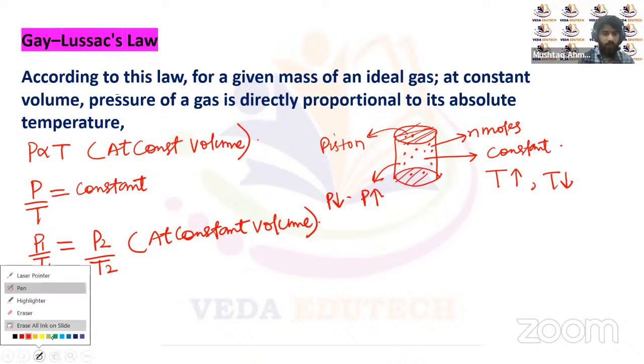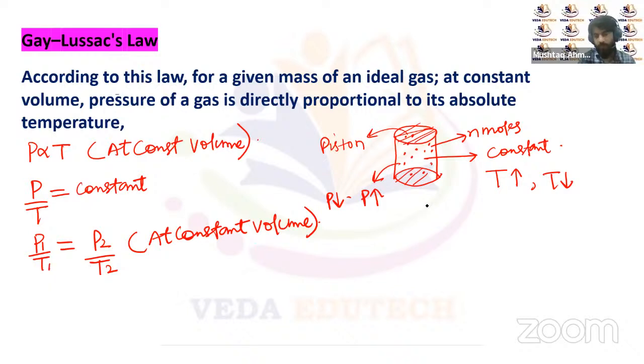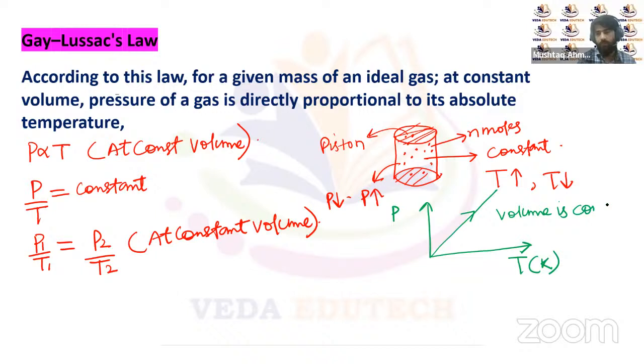Now, if we plot a graph between pressure and temperature, then it will be a straight line passing through the origin, where temperature is in the Kelvin scale. This will be the graph between pressure and temperature at constant volume. The volume of this gas is constant, so the pressure will be directly proportional to temperature, or it will be a straight line passing through the origin.